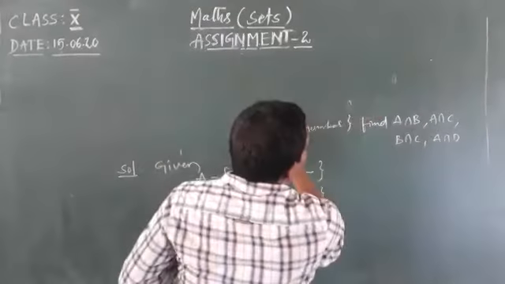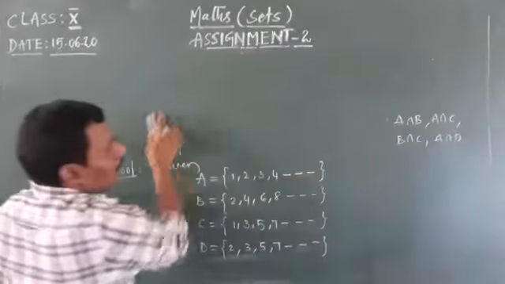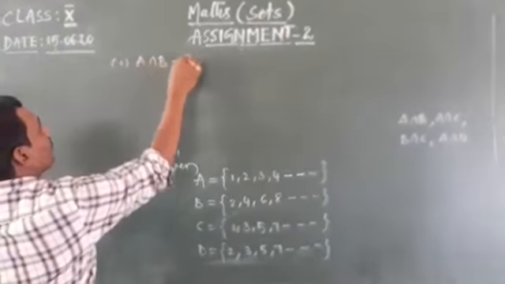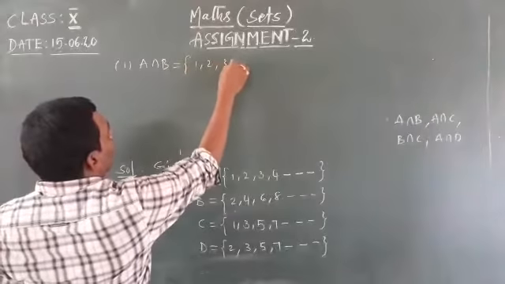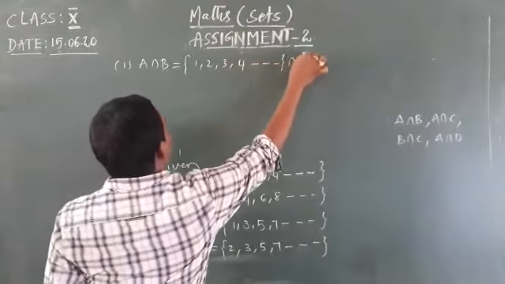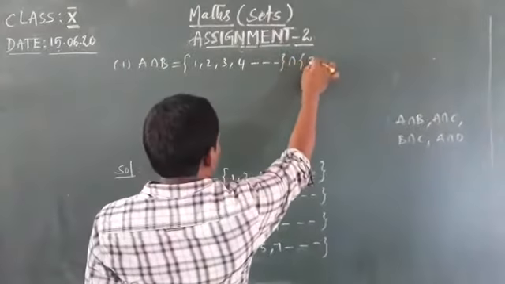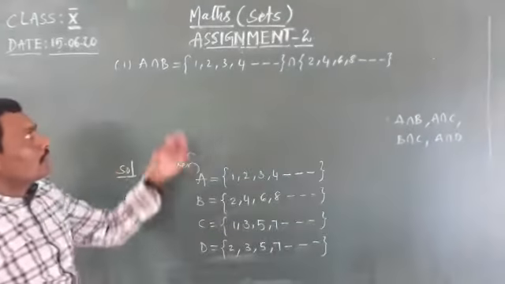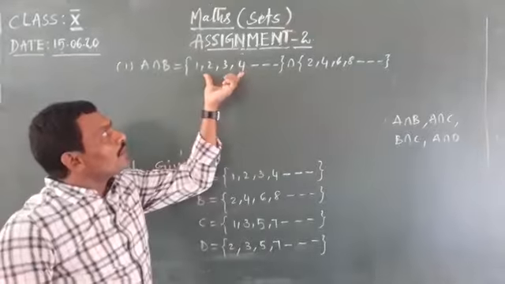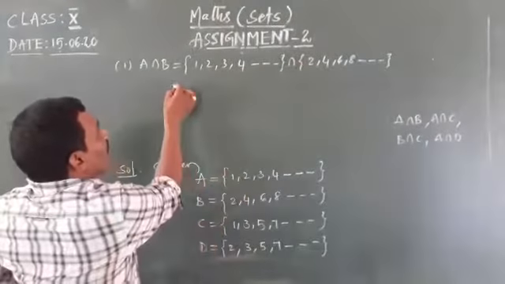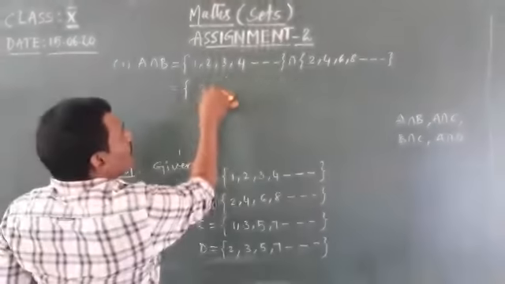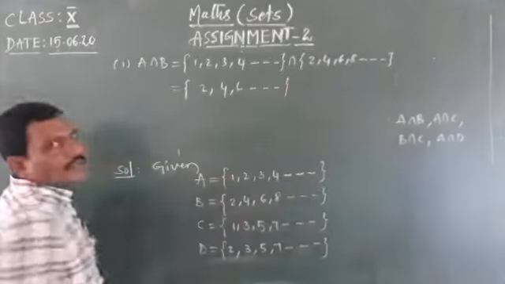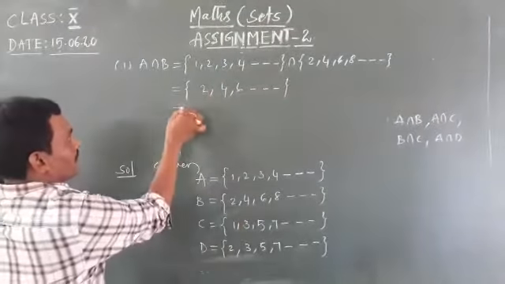Now we find the first one, A intersection B. A has the values 1, 2, 3, 4, intersection with 2, 4, 6, 8. The common elements of A and B: 2 is common, 4 is common, 6 is common, and so on. So we get the even numbers, which is denoted by B.